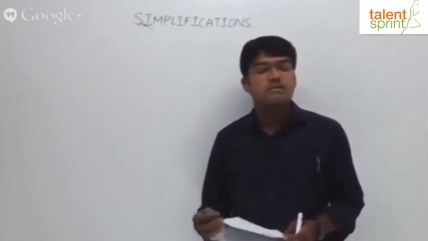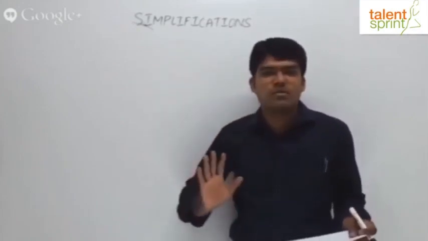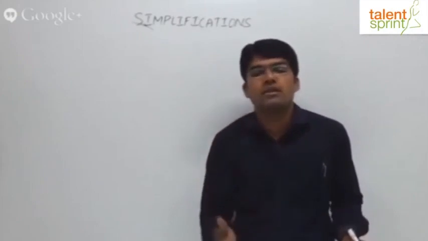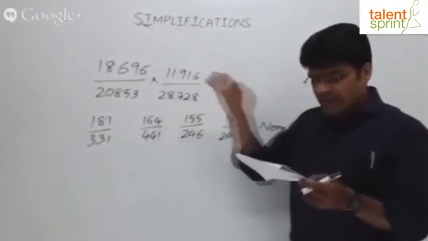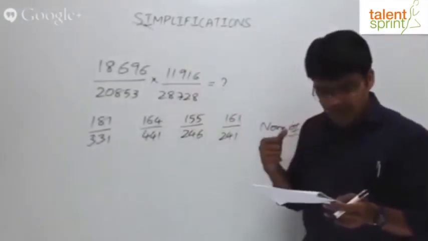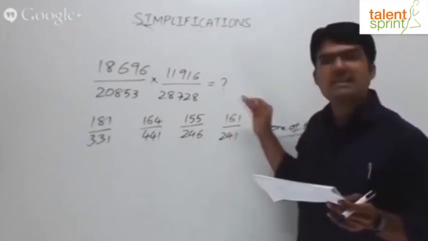Now I'll give you one question for which what you need to think is, do you want to solve it or not, right? More than giving me the answer, the first thing that you have to decide is, should I solve it or not? Should I leave it or solve it? What will be the best solution? So 18,696 divided by 20,853 multiplied by 11,916 divided by 28,728 equals what?